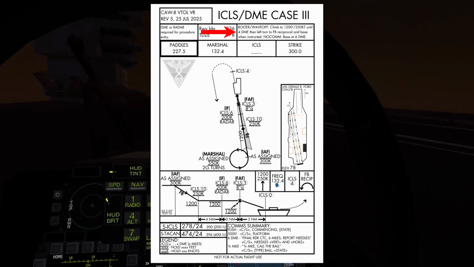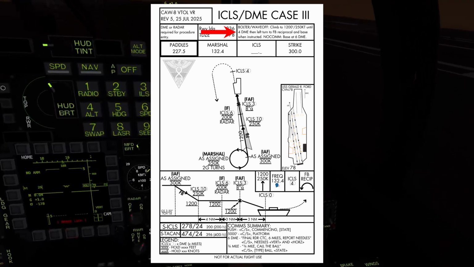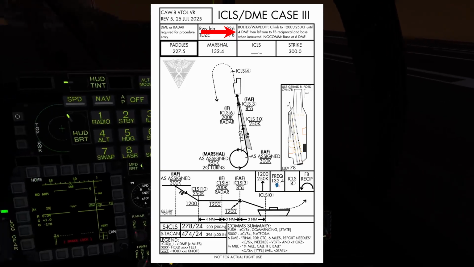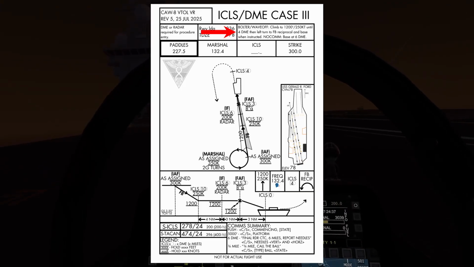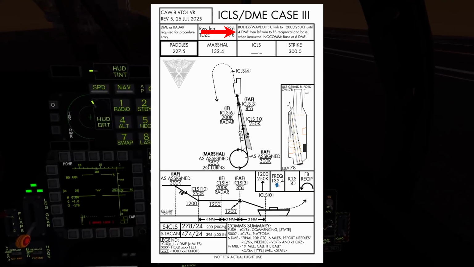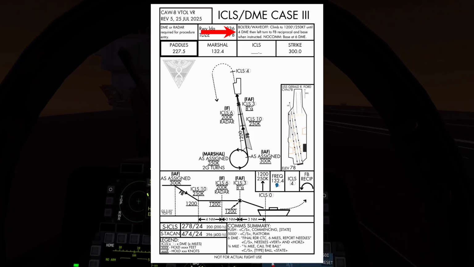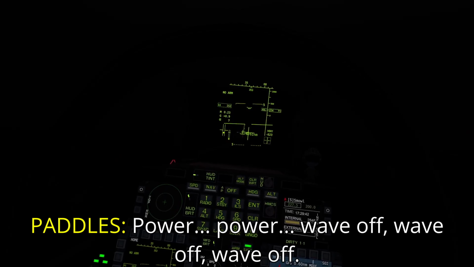It says a climb out to 1,200 feet and 250 knots until 4 DME, then a left turn to the final bearing reciprocal, and base when instructed. If no comms, you'll go base at 6 DME. So let's take a look at that in action.